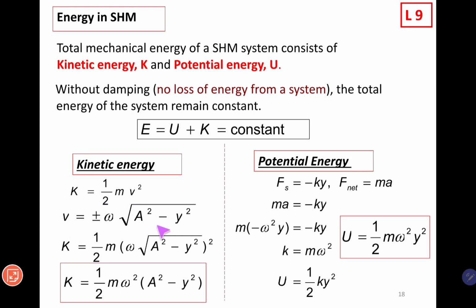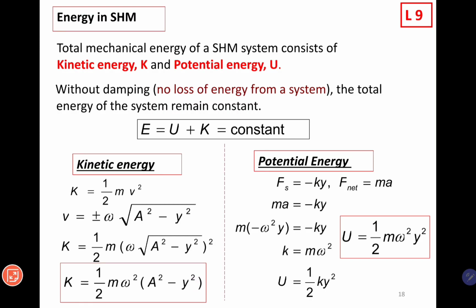According to the derivation before, v in terms of y is v equals plus or minus omega square root of a squared minus y squared. We just substitute this v into this equation, giving you k equals half m omega square root of a squared minus y squared, and it's squared here. So by rearranging the equations, you will get k equals half m omega squared times a squared minus y squared. So this is the equation of k.